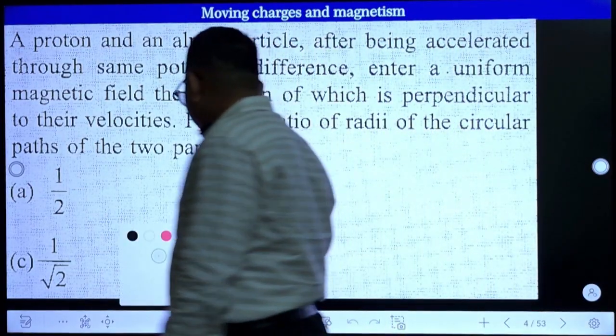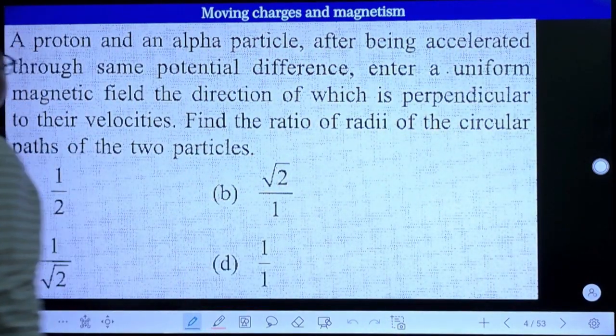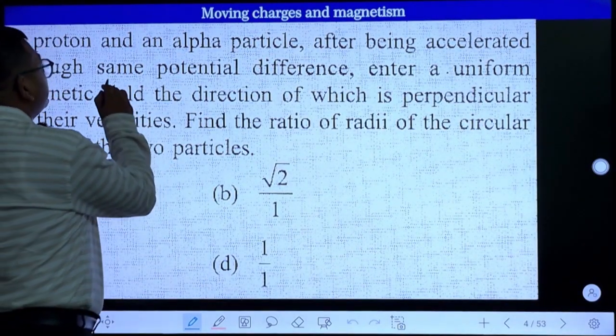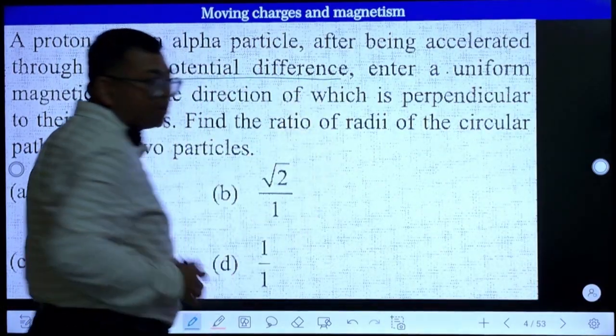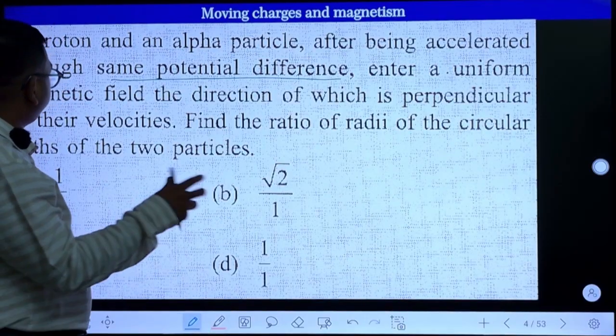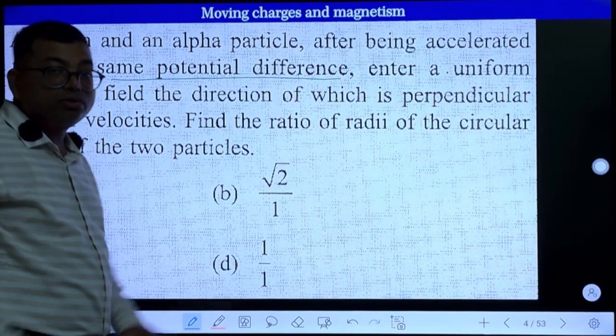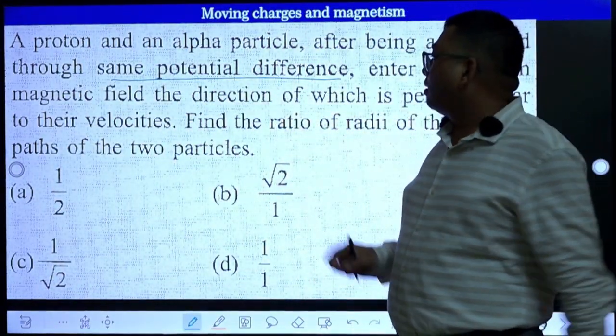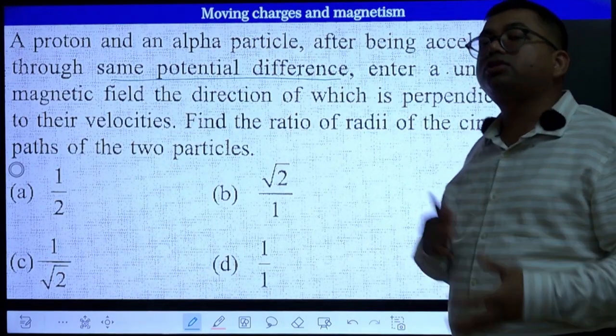Let us read this question, what it is saying. A proton and an alpha particle, after being accelerated through the same potential difference, enter a uniform magnetic field, the direction of which is perpendicular. Perpendicularly they are entering, so you know what will happen, it will go into circular motion. Fine. Then find the ratio of radius. Radius ratio you have to calculate.